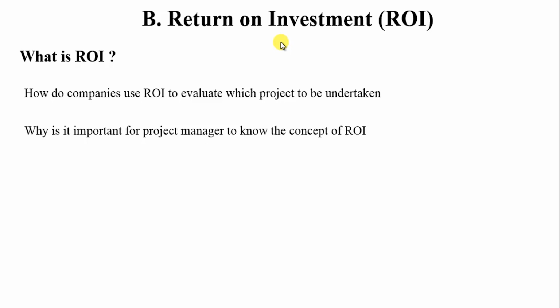Okay, so I hope with this we have a good understanding of cash flow as well as return on investment. In the next session, we're going to see one more important concept, which is capex versus opex, that is, capital expenditure versus operating expenditure.